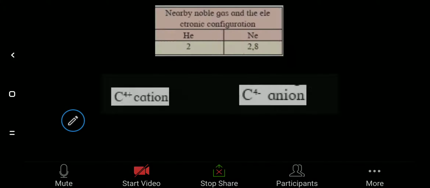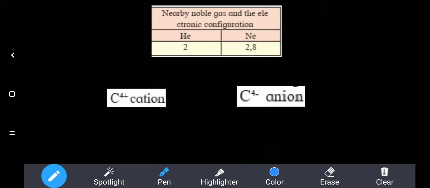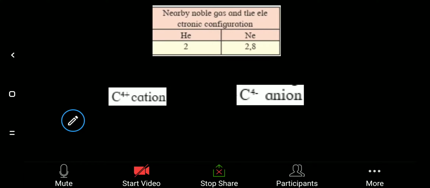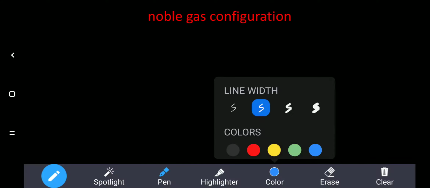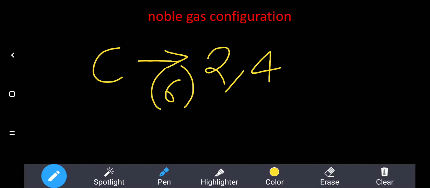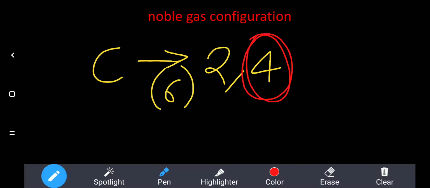Now when I consider this, again the same thing is written here, helium 2 and neon 2 comma 8. What did I say? Any element, let me just write it here because I was short of space. If I say I have got carbon, and carbon atomic number is 6 and the configuration is 2 comma 4, I don't see carbon having 8 electrons in the outermost shell.